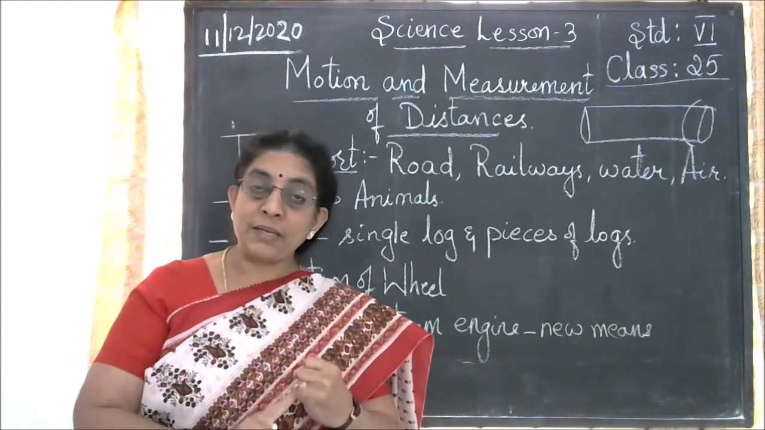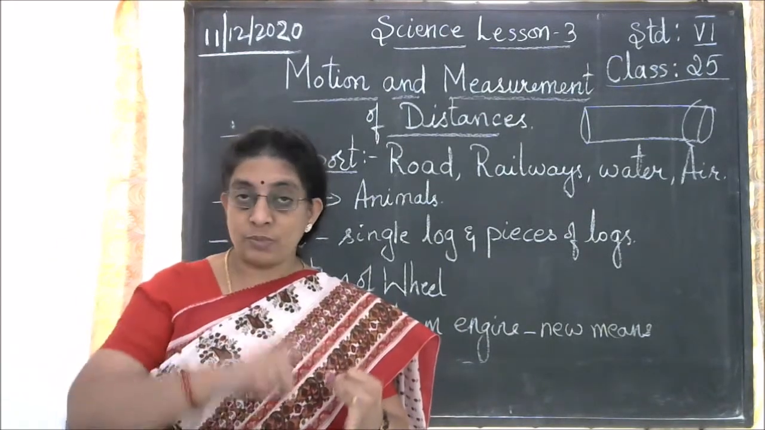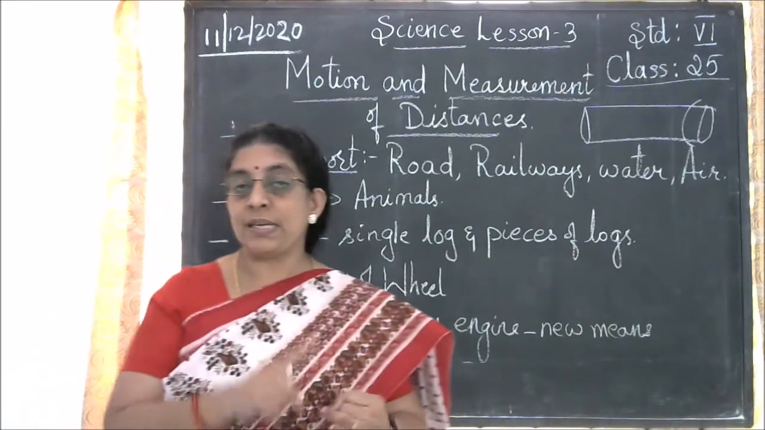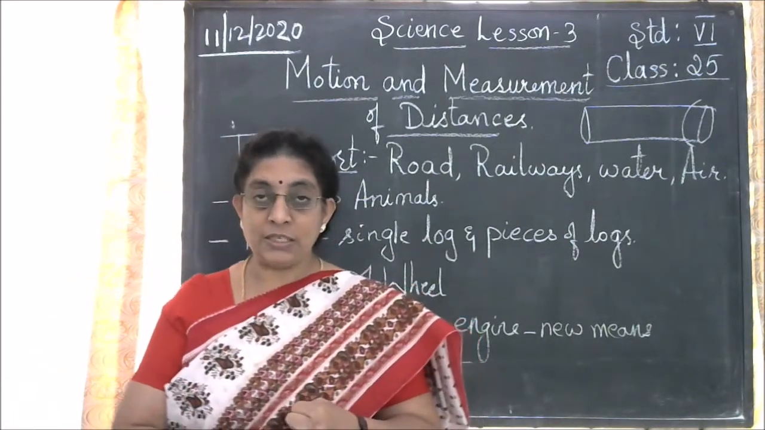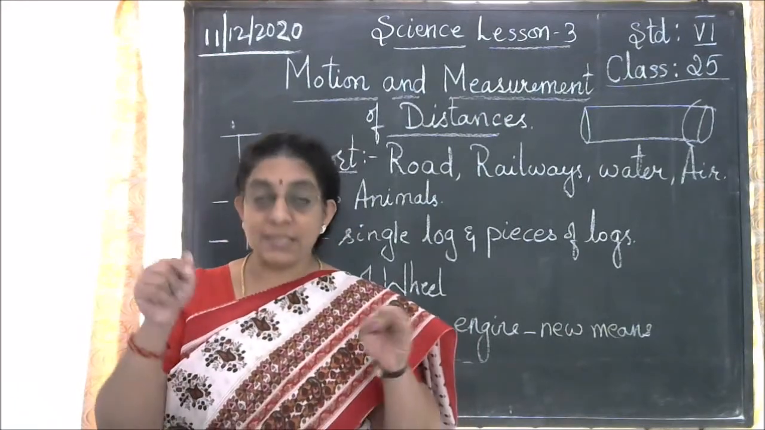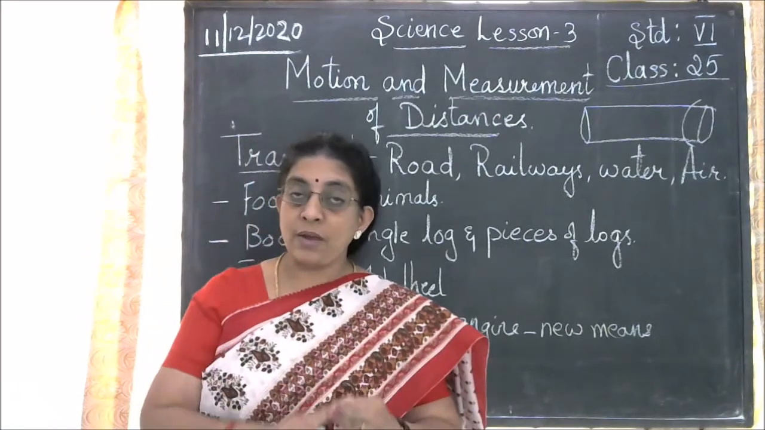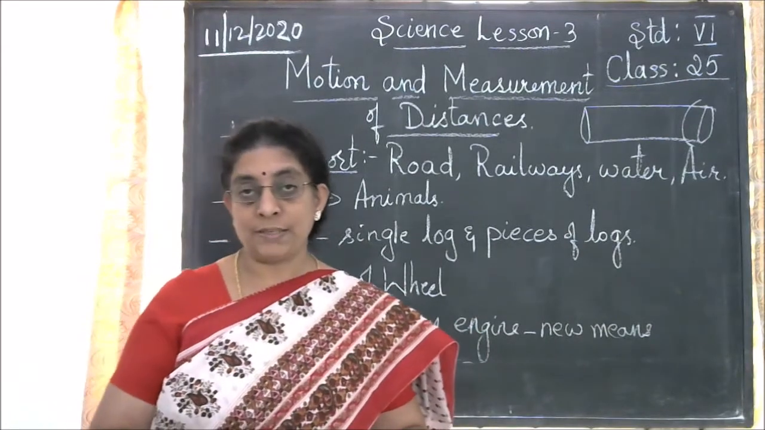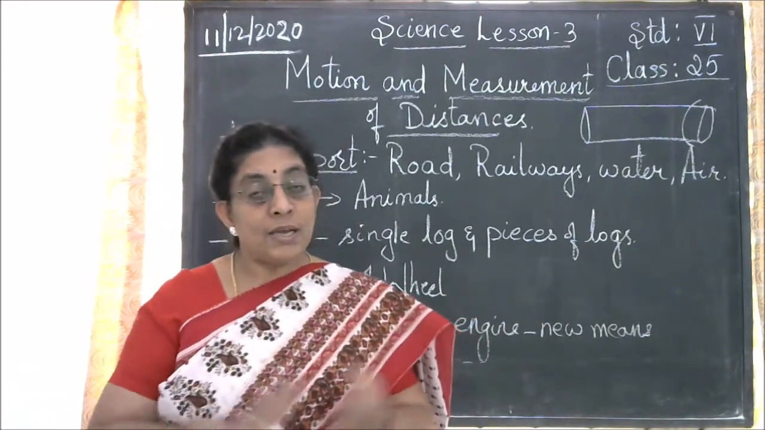And then the steam engine was more modified, and the modern one which came after the steam engine was the diesel engine. And after the diesel engines, for the present, everywhere we have the electric trains, that is the electric engines. So this is about the railways.